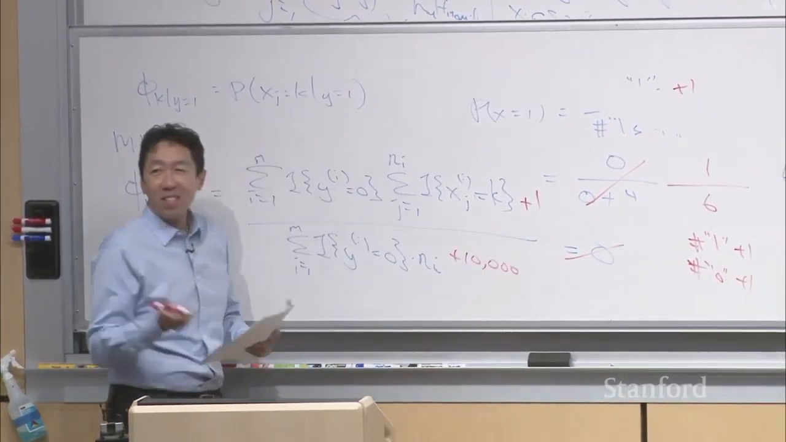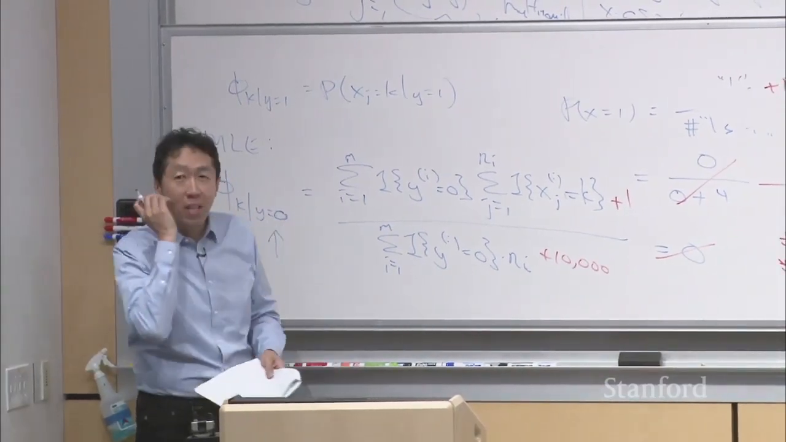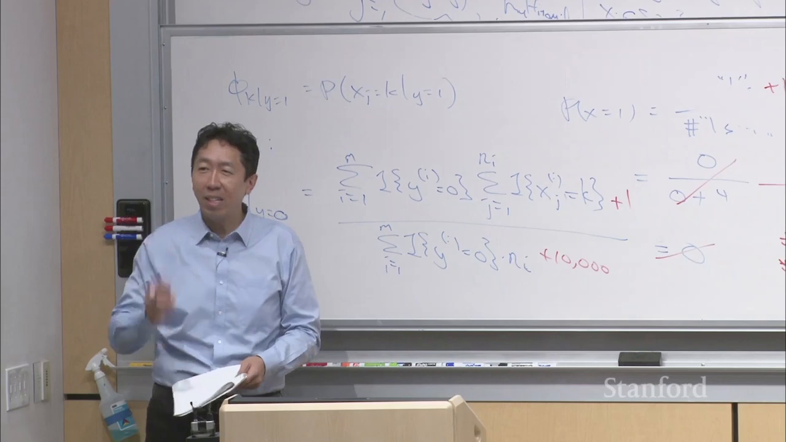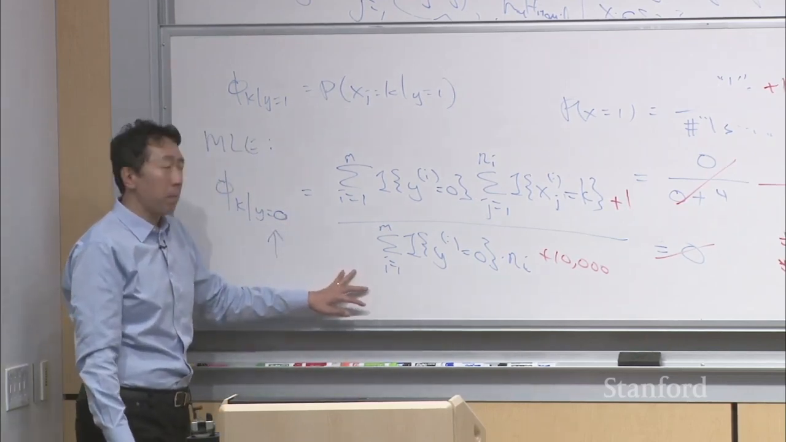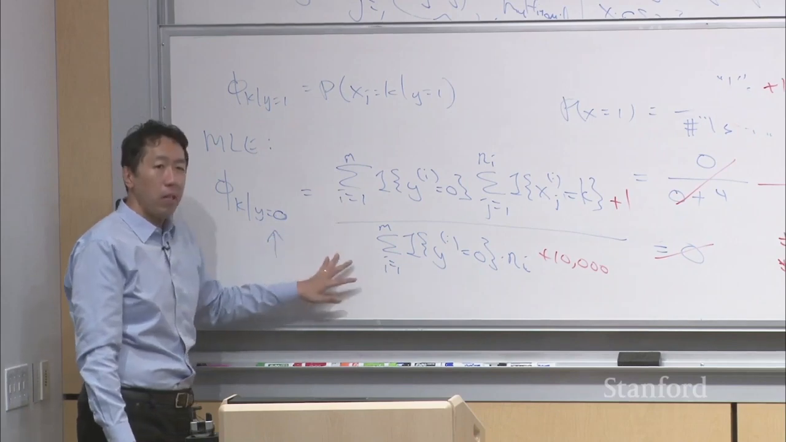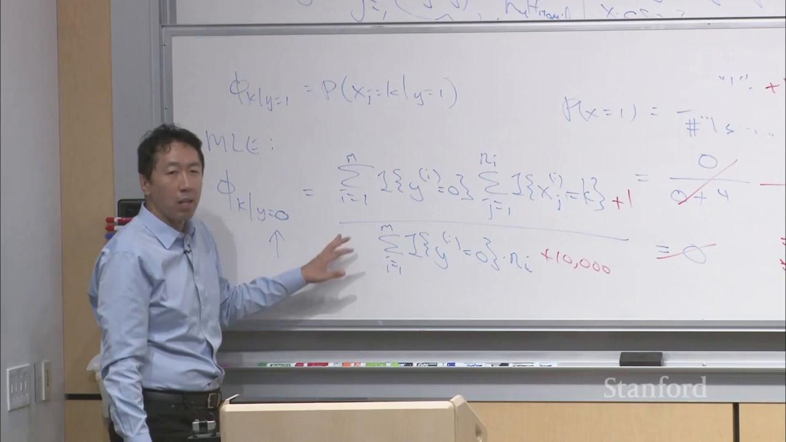Oh, I think I just realized why you said k. I think it's overloaded notation. When defining Laplace smoothing, I used k as the number of possible outcomes, but here k is an index. So you add 1 to the numerator and add the number of possible outcomes to the denominator, which in this case was 10,000.